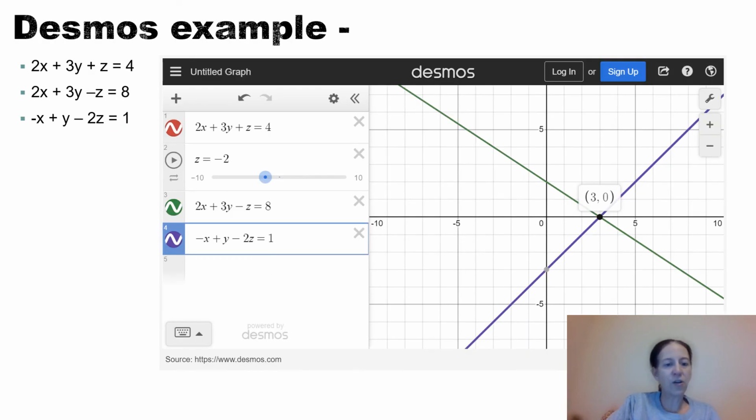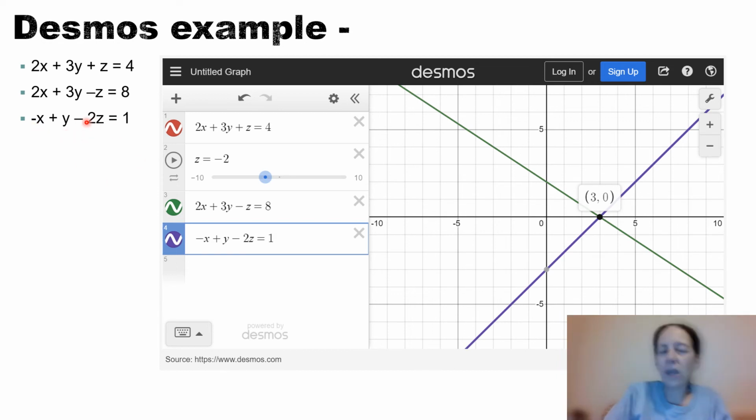So let's take a look at this. I have three equations there. I have 2x plus 3y plus z equals 4, 2x plus 3y minus z equals 8, and negative x plus y minus 2z equals 1.